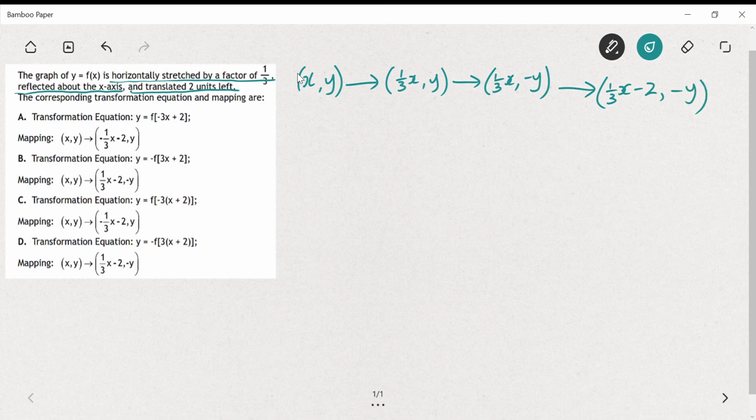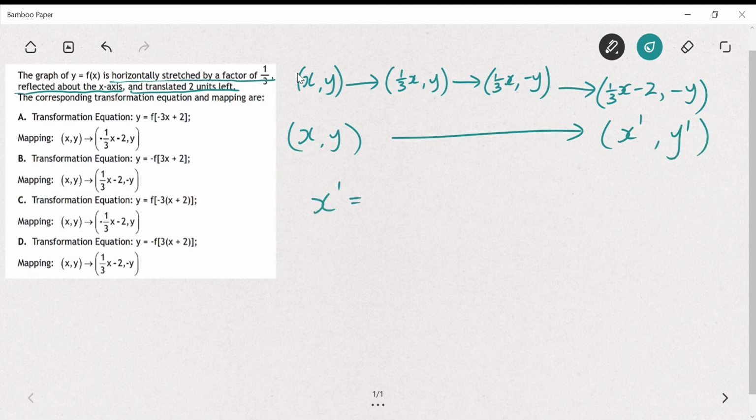The corresponding transformation equation and mapping are, well, already you can see if you are doing a multiple choice question that we've eliminated A and C, and our two options are B or D. But let's just work this through. Normally, a point x, y becomes an image point x prime, y prime. So we can see here that we're saying that x prime is equal to a third of x minus 2, and y prime is equal to minus y.